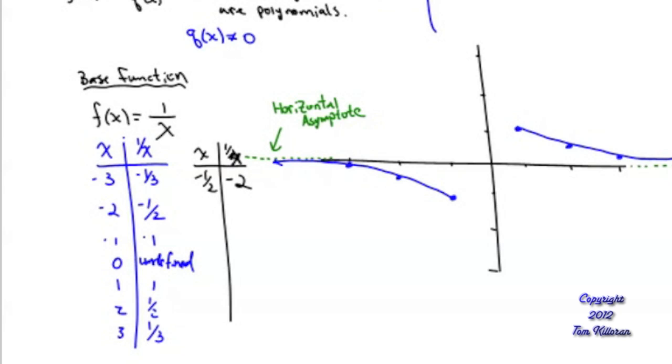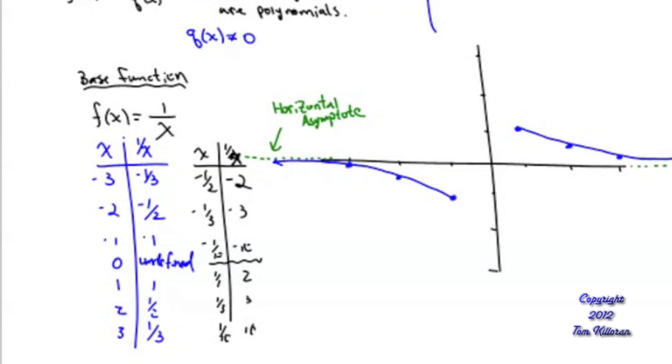All right? -1/3 gives -3. -1/10 gives -10. Okay, we got it. Now, if I go +1/2, that's of course 2, and +1/3, that's going to be 3, and +1/10, that's going to be 10. All right, let's plot those points as best we can.